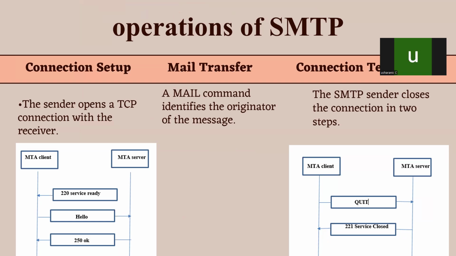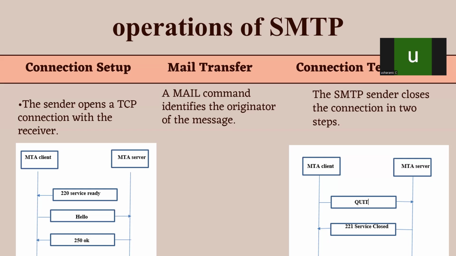There are three operations involved in SMTP. The first operation is connection setup, the second is mail transfer, and the third is connection termination. In the connection setup phase, the overall sequence is quite simple. First, the sender opens the TCP connection with the receiver. Once the connection is established, the receiver identifies itself, indicating the server is ready. In the third step, the sender identifies itself with a HELO command, and the receiver accepts the sender's identification with an OK message, denoted by 250.